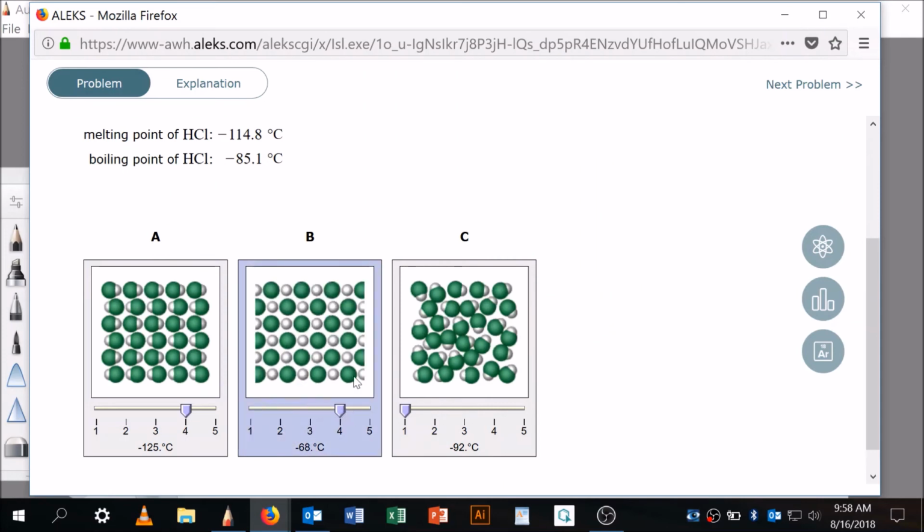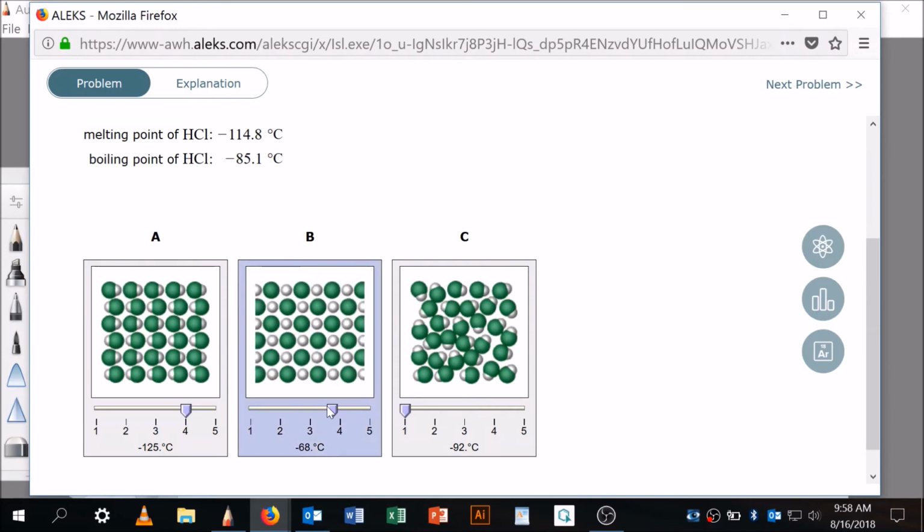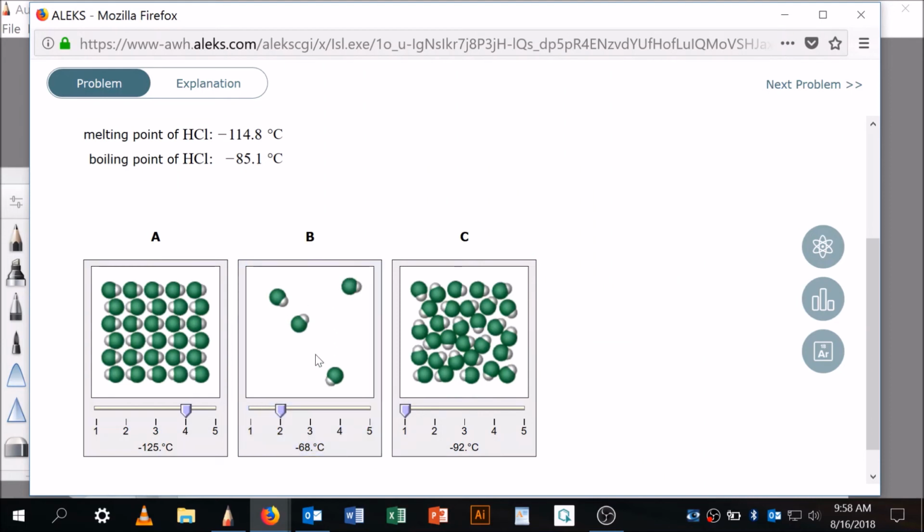What about that one? Well, that's not HCl either because the particles are not bonded to each other, right? And this is also a gas, but they're not bonded to each other. It's not HCl. So let's go back here. There we go, that's what it was. You see it? It's a gaseous HCl, and it's hot. It doesn't sound hot, right? But compared to minus 85, this is high.